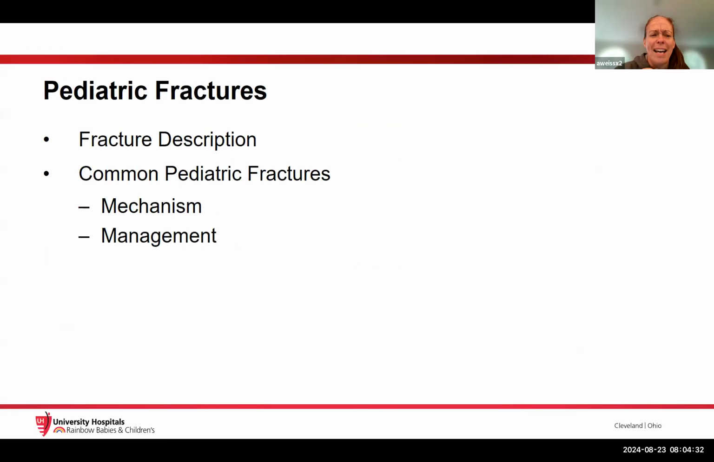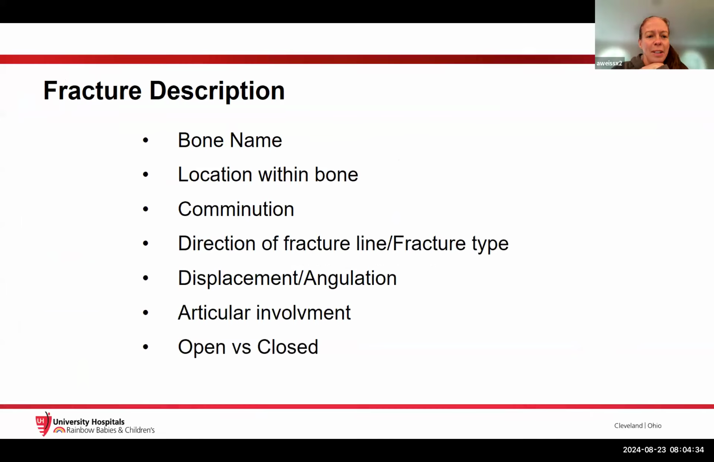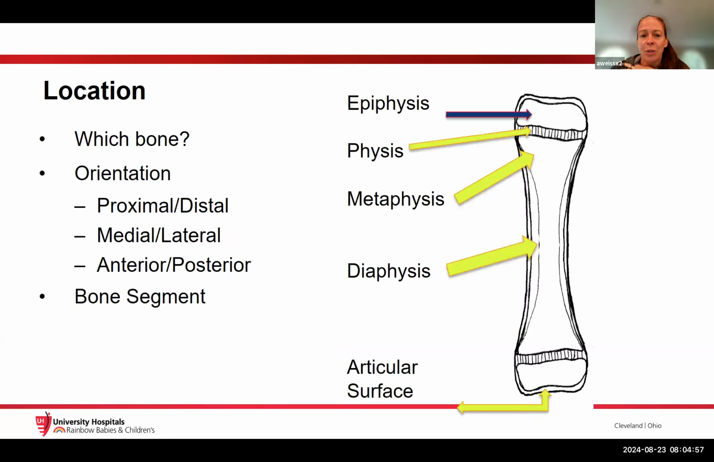So when you're talking to people, like if you need to describe it on the phone and they can't pull up the picture, you want to start with the bone name, where it is in the bone, whether it's comminuted or not, what the fracture line looks like, how displaced it is, whether there's articular involvement or not, and whether it's open or closed. So if you're on the field or something.